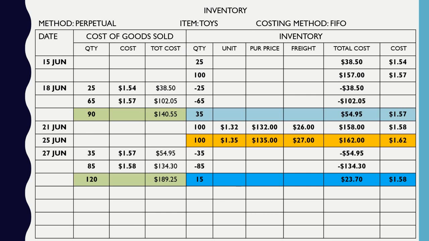I still have my orange batch, but it's way at the top up there. Now it looks like with first in, first out, my first one that came in was orange. But in this case, that's not the case. Right?